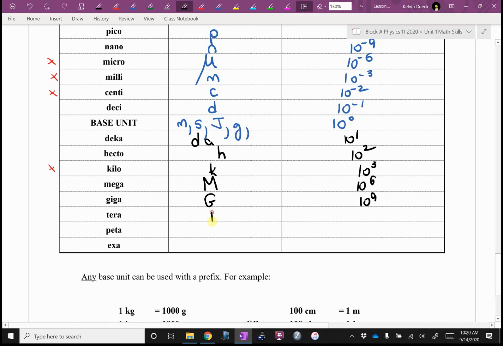Tera. And that's 10 to the... what comes after billion? Okay, that's a trillion bytes of storage on a hard drive.